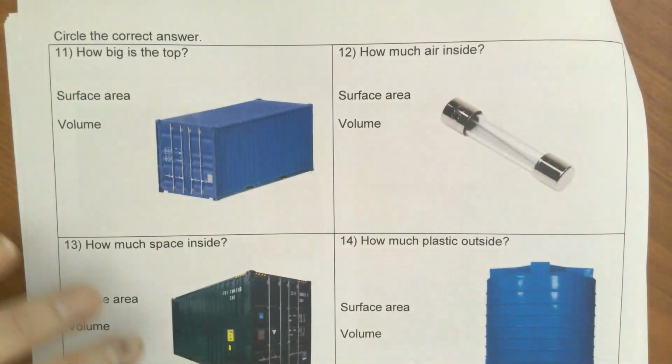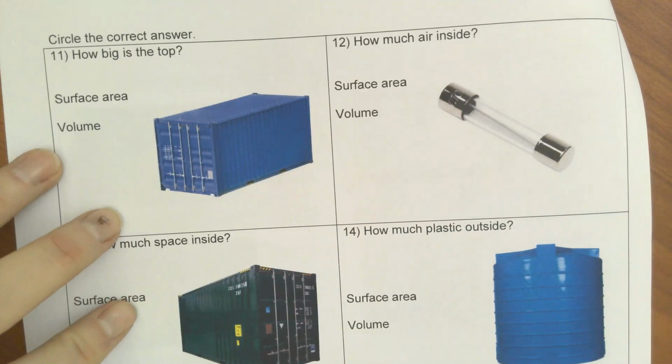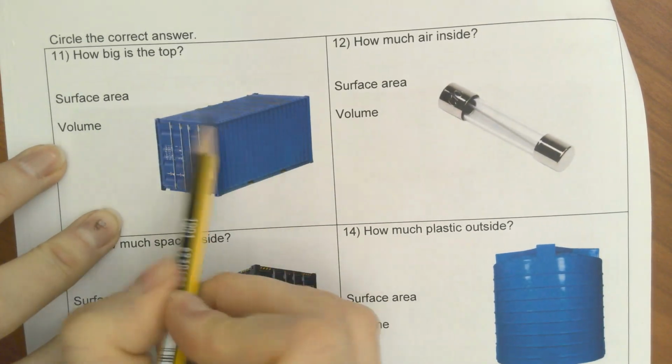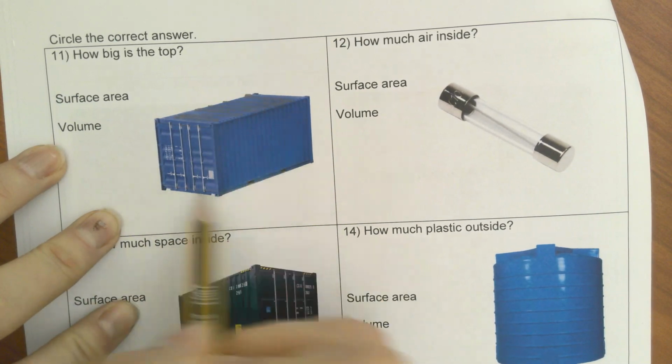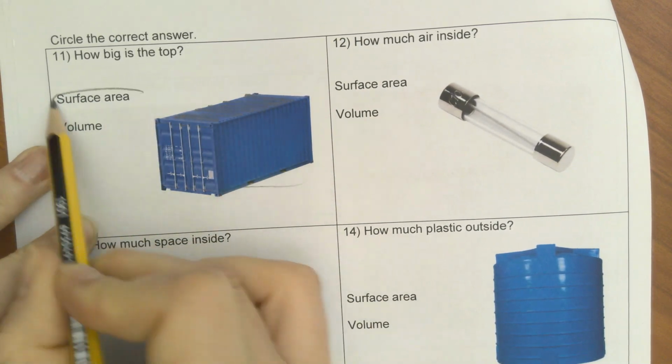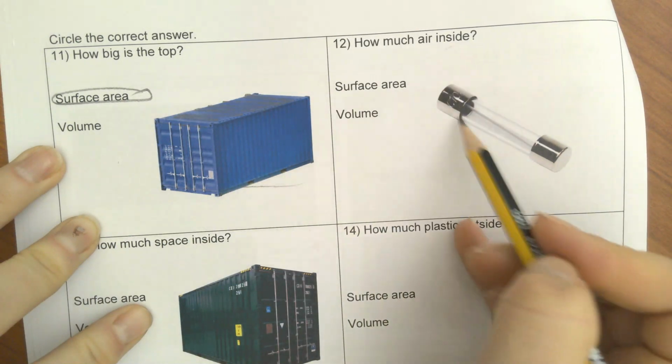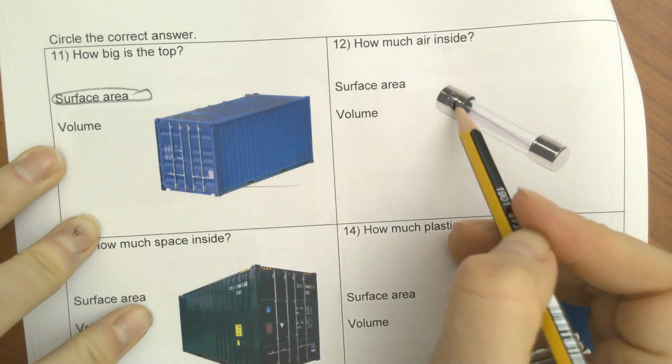How much? So is it surface area or volume? So how big is the top? So we just want the top of this container, not the whole thing, just the top. So that's surface area. How much air is inside? So we're talking about all of it on the inside. So that's our volume.